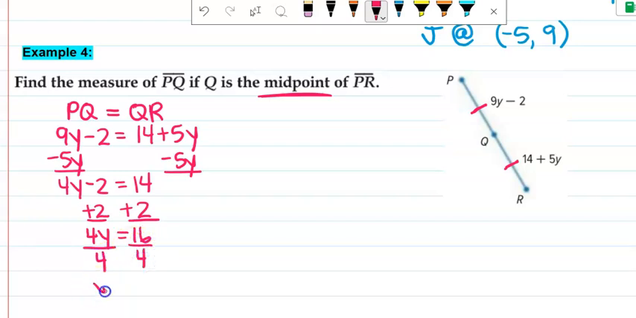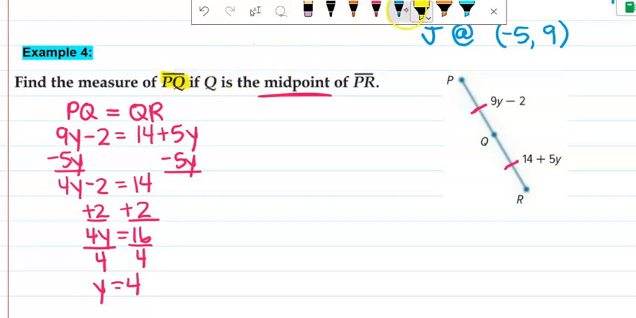Then divide. It's okay if you are doing some of this in your head and you don't necessarily need to show all the work. I just show it in case maybe I talked too fast or wrote it down too fast, so you can see what I did. So let's just make sure. We found that y is 4, and it actually wants us to find PQ.